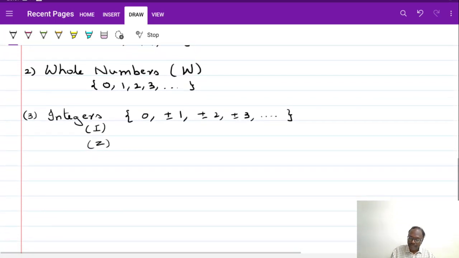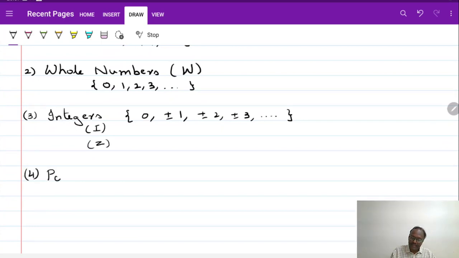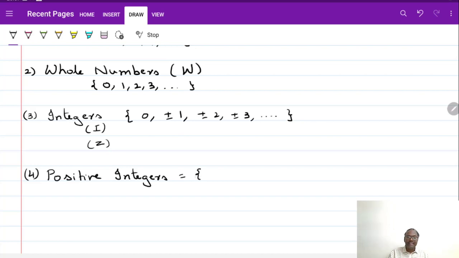Then we have positive integers. Positive integers means they are all greater than 0. From the integers which we have seen here, the positive integers are those integers which are greater than 0. We could observe that the integers which are greater than 0 are 1, 2, 3, 4, and so on. So these are the positive integers.